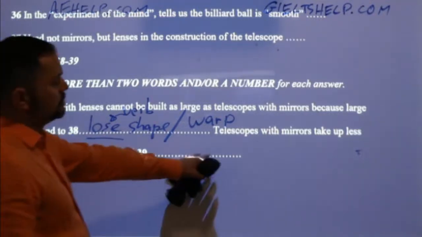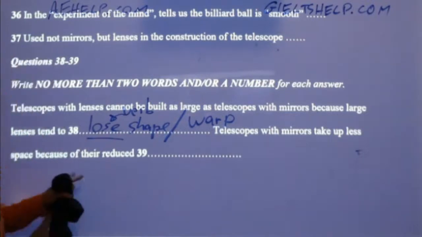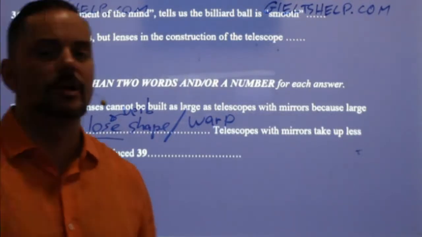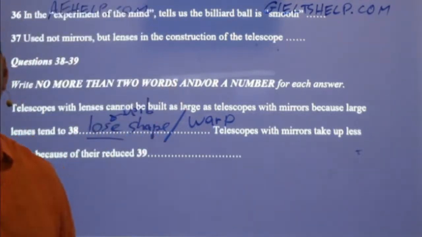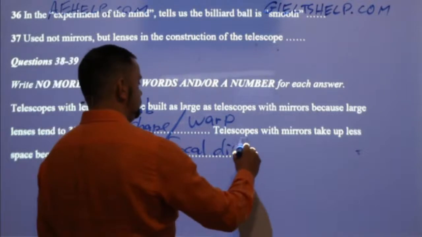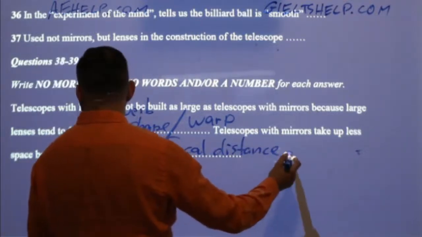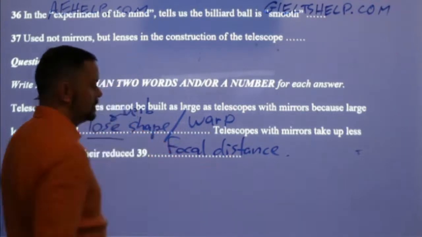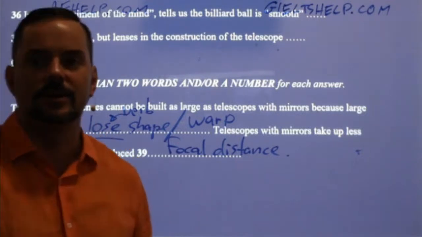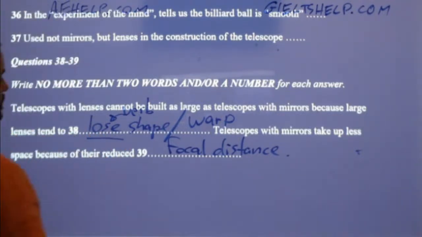All right, telescopes with mirrors take up less space because of their reduced what? That was a two-word answer, one of the more challenging questions in this section 4. Let's see if anybody got that. Sugandhika, Crane, very good. Yeah, their reduced focal distance. That's right. So reduced focal distance. Nicely done for Hikmatillo as well. You got that. You need both words. Focal, coming from the word focus, and focal distance.